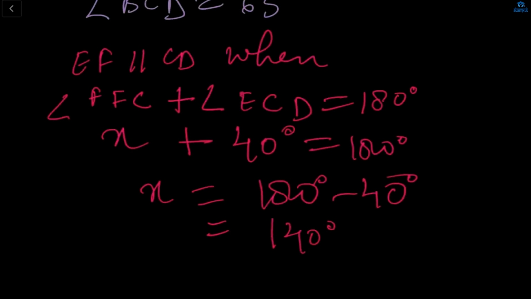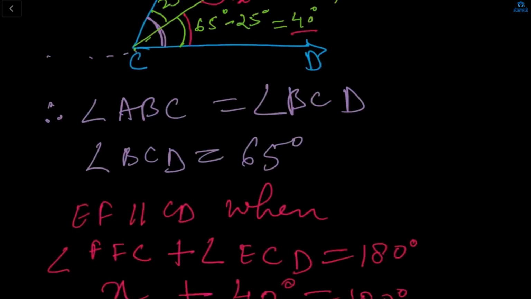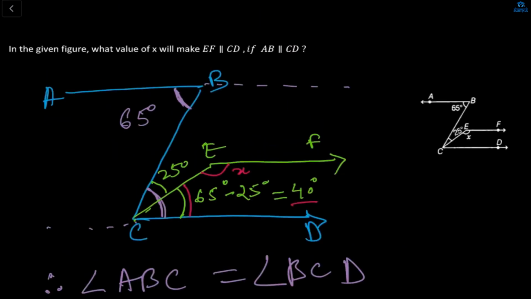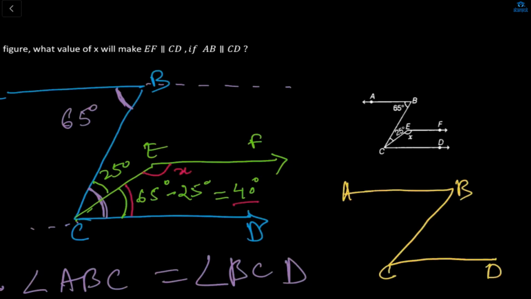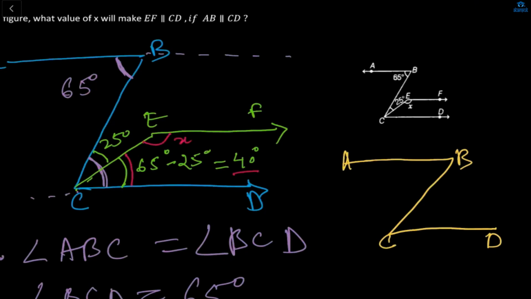Ma'am, can you explain it to me from the starting? Yeah, Razi. Okay, see. First just look at the half figure. I'm drawing just the half figure. Look at this Z, CD. Now AB is parallel to CD. That means this angle will be equal to this angle because they are alternate interior angles. So they will be equal.